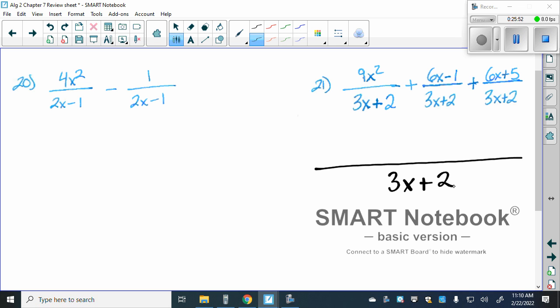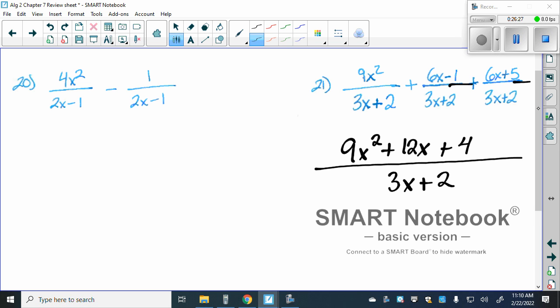Well, looking across all three, 9x squared is the only term that has an x squared, so we can't combine it with anything else. But I do have a 6x and a 6x, which we can add together to give us plus 12x. And lastly, we have negative 1 plus 5 plus 4. If you'd wanted to write this all on one term, so the 9x squared plus 6x minus 1 plus 6x plus 5 all in the numerator and then combine like terms, that's fine too.